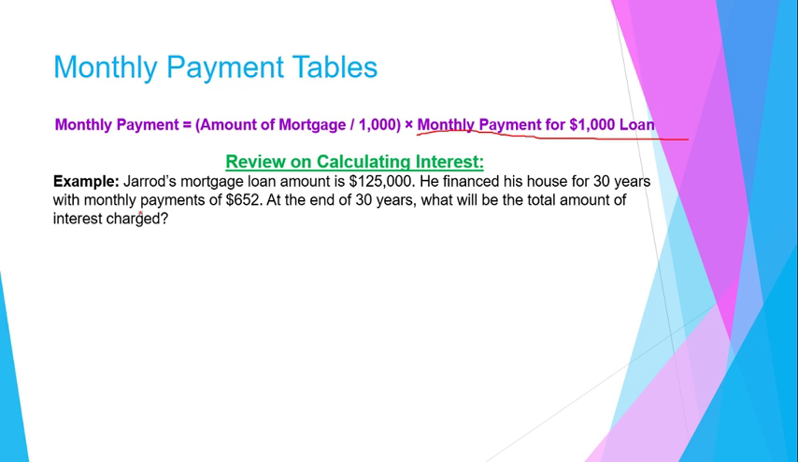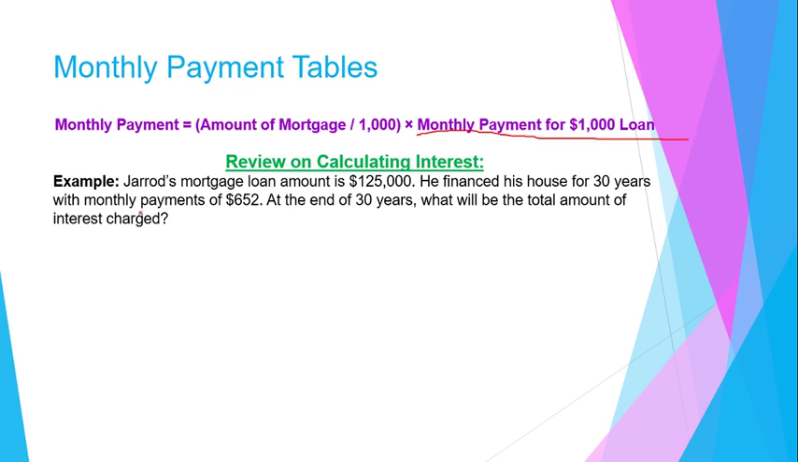So here's an example. Jared's mortgage loan amount is $125,000. He financed his house for 30 years with a monthly payment of $652. What that means is he's paying $652 every single month for the next 30 years in order to pay off the loan that he took out.